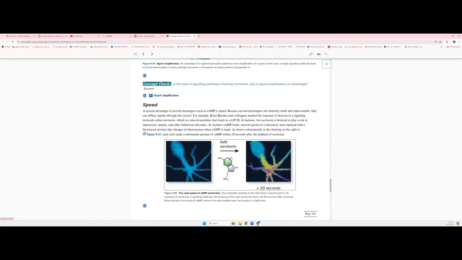Then we're going to talk about cAMP's other advantage, the speed. Why can cAMP speed up the cellular response? That's because most of the time these cAMP molecules are very small and very soluble in water, and then they can diffuse very easily through the cytosol.